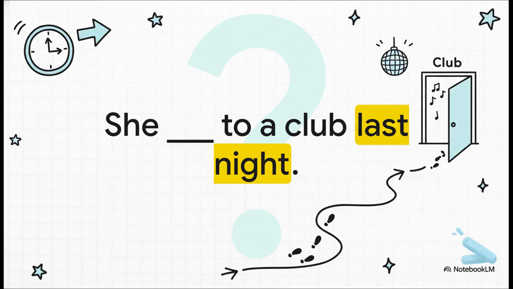Okay, question 5. Let's try an irregular verb. She blank to a club last night. A, go, B, went, or C, goed. Remember this one? It's B, went. Goed isn't a word, so that's a good one to remember.